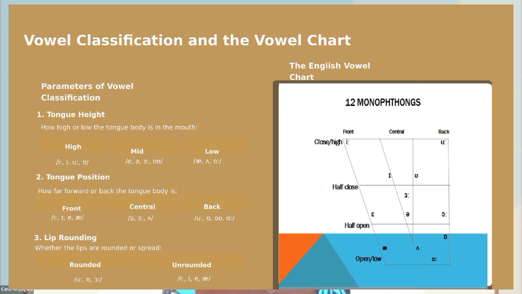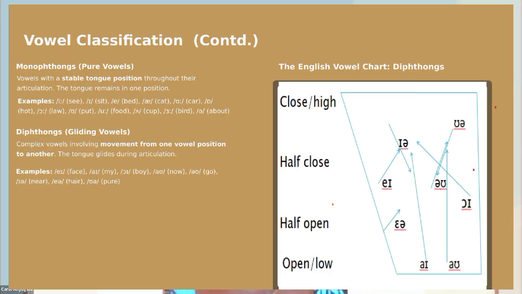There is a fourth parameter which is based on the degree of muscular effort. Some vowels are produced with some form of tenseness at the root of the tongue, while some are produced with laxity at the root of the tongue.